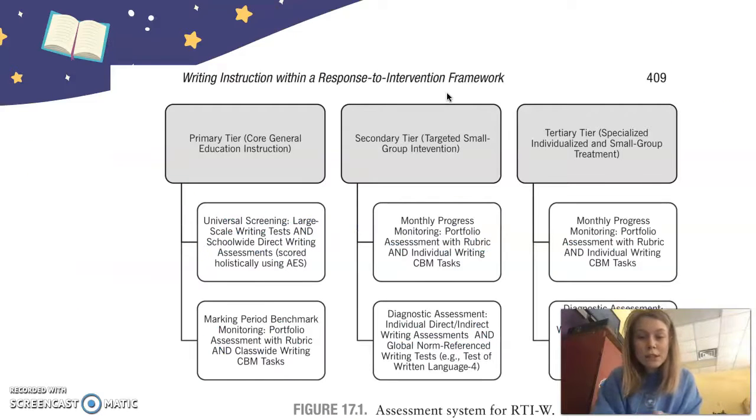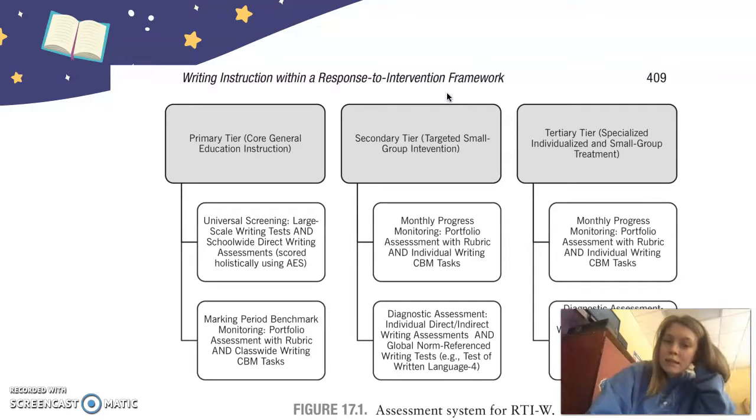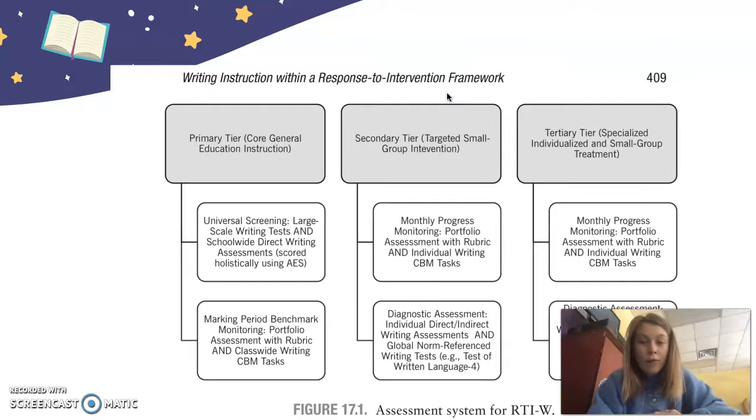So this is just a screenshot from the article that we read on RTI, and it has a model of the 3-tiered system. So the first tier is your general ed instruction. Everyone's going to take a universal screening test to see where they should be in this pyramid. Then your secondary tier, you have your small group intervention or your occasional pulling out of the student. They're going to be monitored more often.